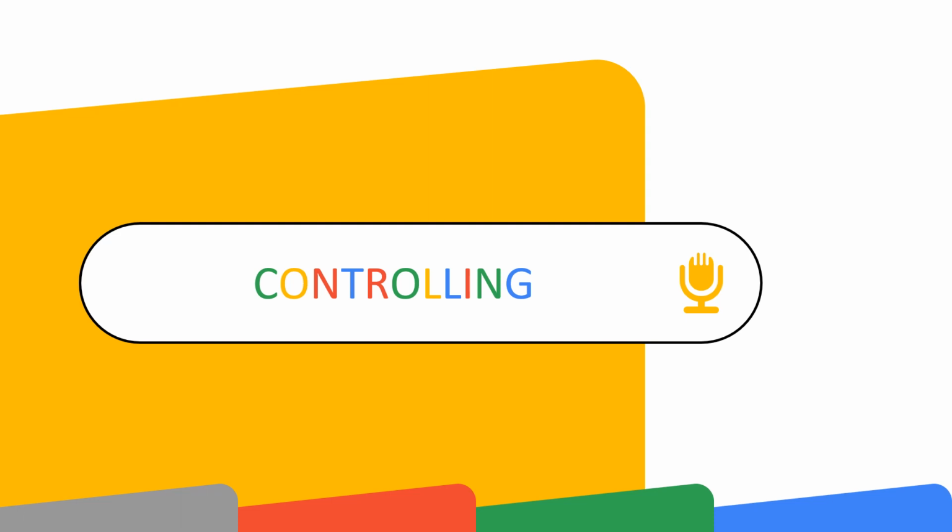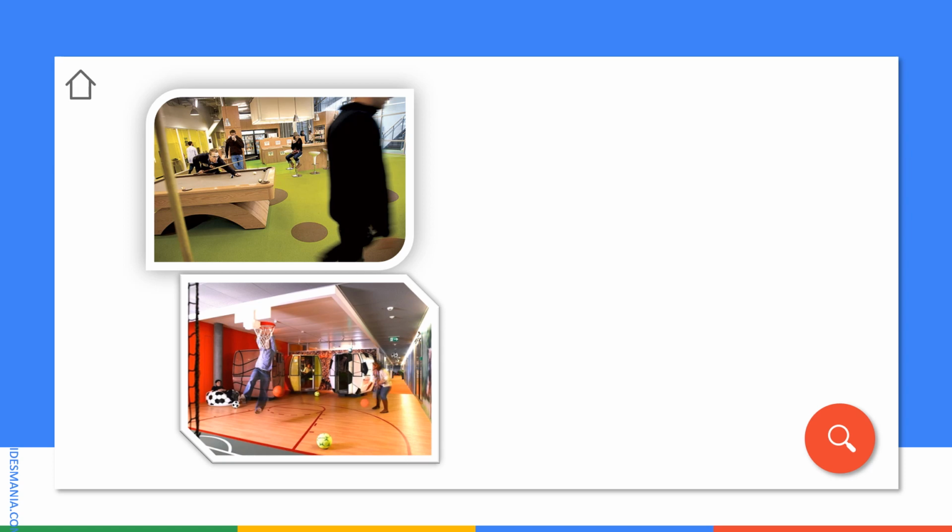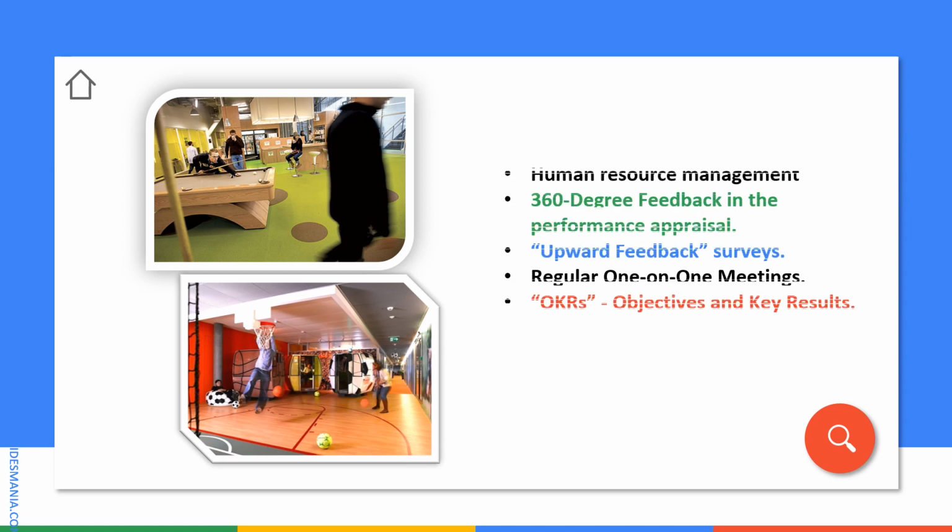Now we come to the final part of the POLC framework, controlling. In controlling, we will share with you some of the tools that Google uses to evaluate employee performance and manager performance. One of them is human resources management. The next is 360-degree feedback in the performance appraisal for the leader to receive feedback from the employees. And next are upward feedback surveys for employees to give feedback about their managers, and regular one-on-one meetings are really supported at Google because they build team spirit.